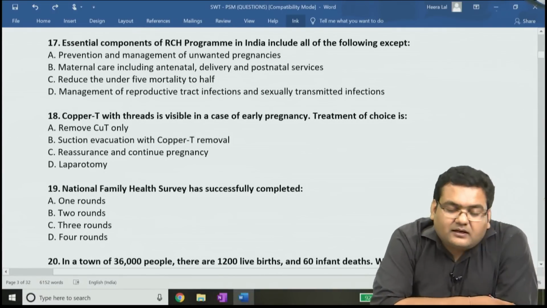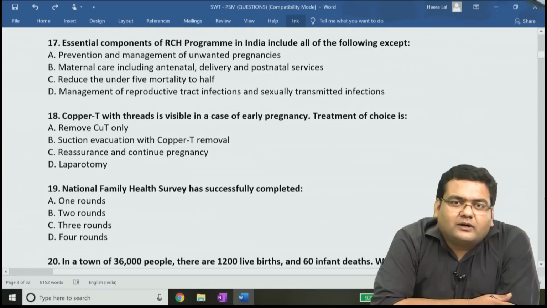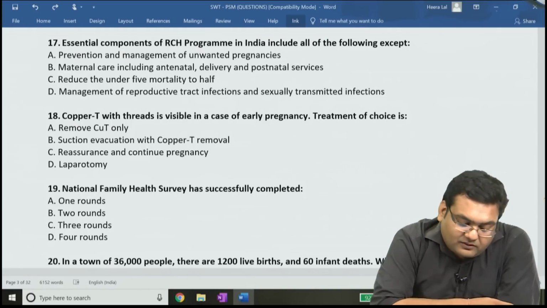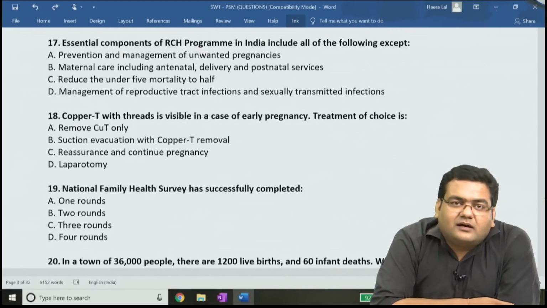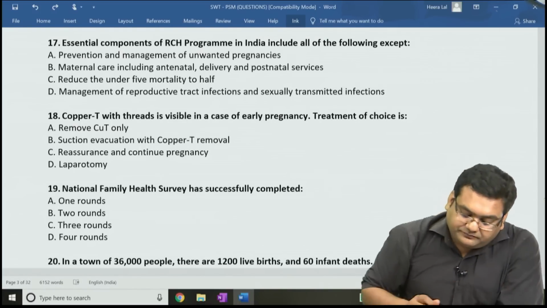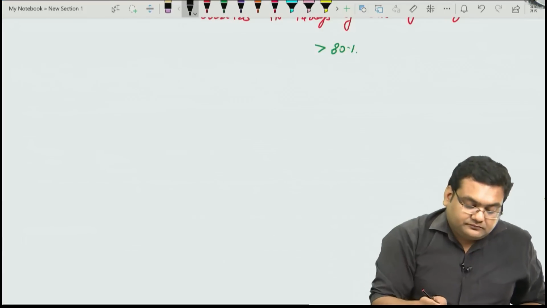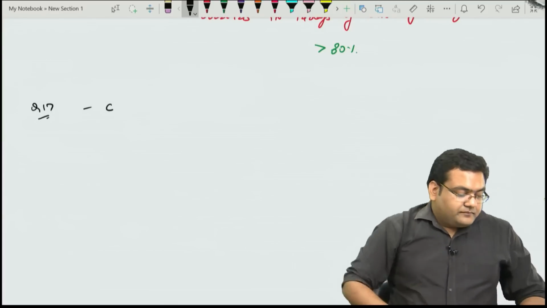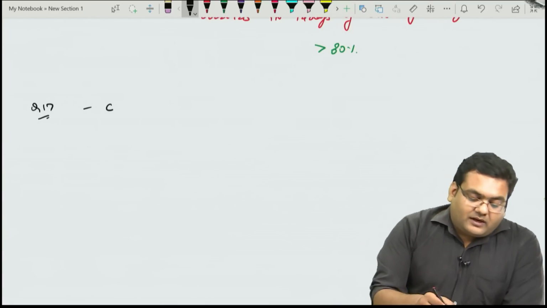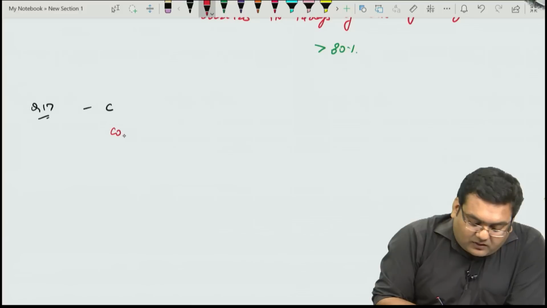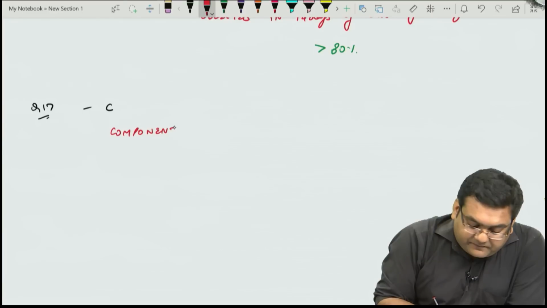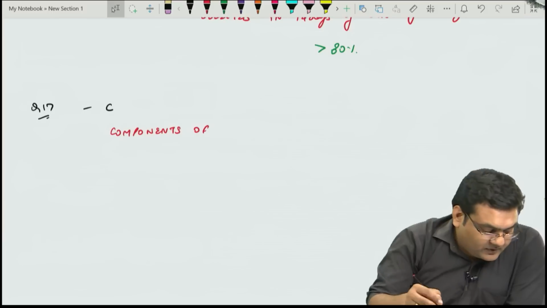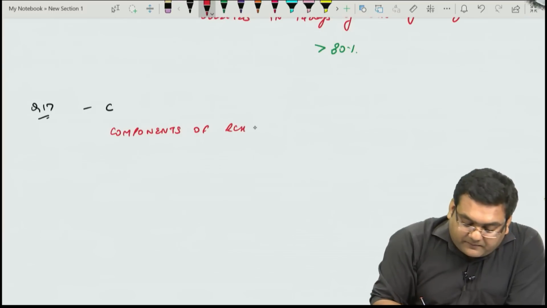Question number 17. Essential component of RCH program in India includes all of the following except. The correct answer to this is option C, that is reduce the under 5 mortality to half. Now under these we need to remember what are the components of RCH program.